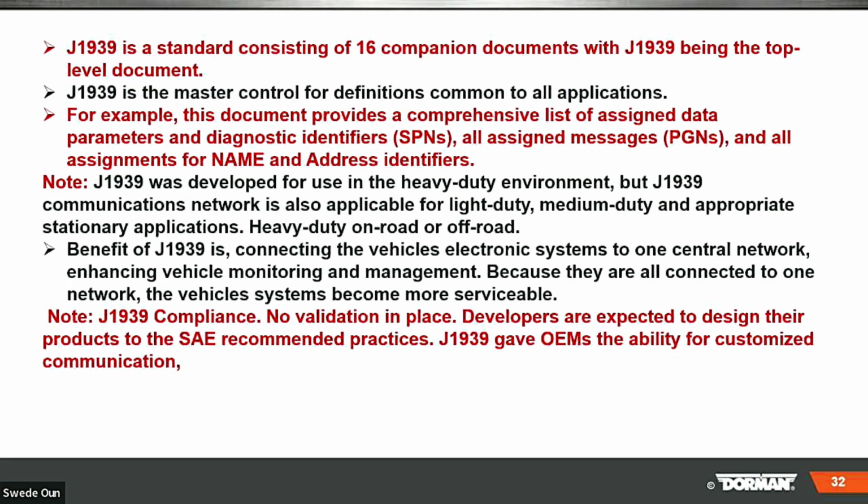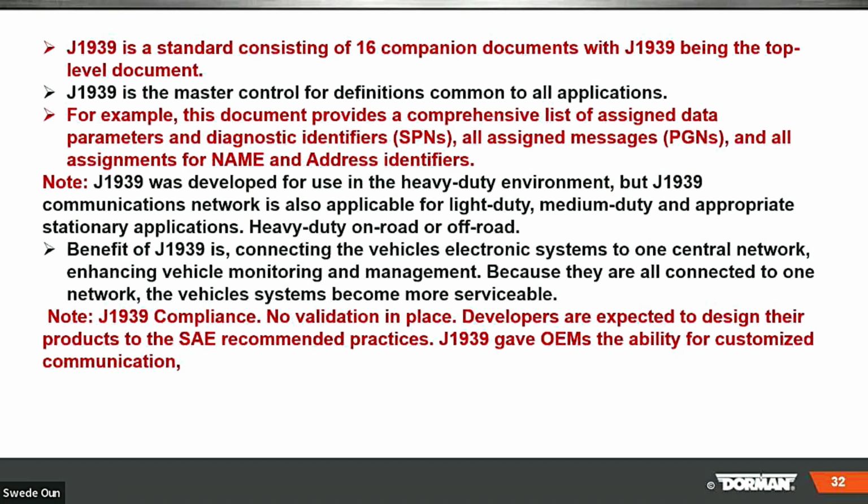So J1939 is really a standard. It does consist of 16 companion documents, okay? And J1939 is the master. It's the master control for defining so many of the different applications, and I'm not going to get into it. But those of you that have been working on these vehicles for years, there's an example.